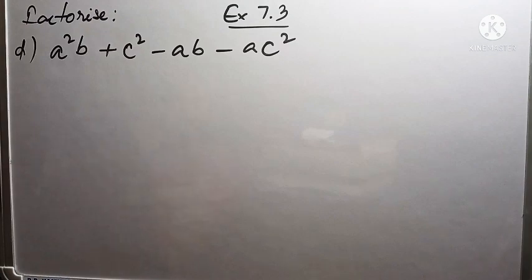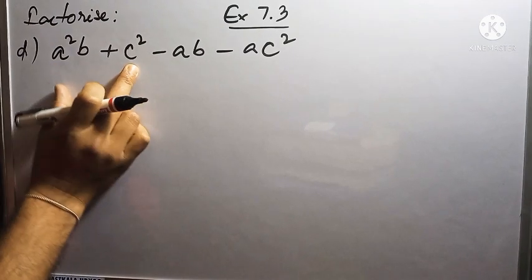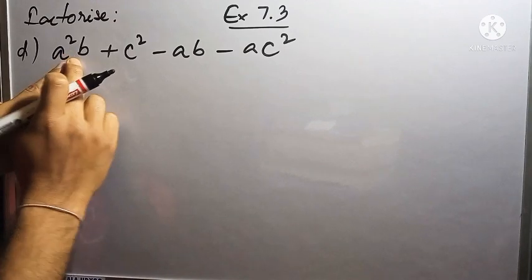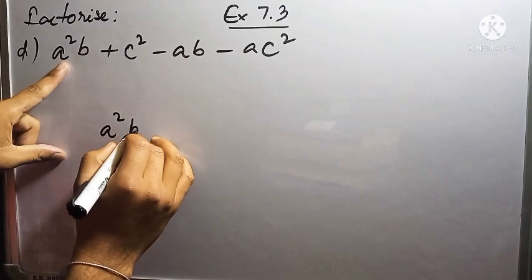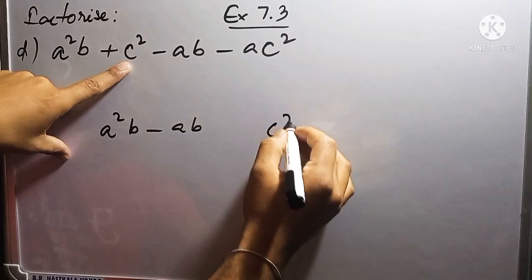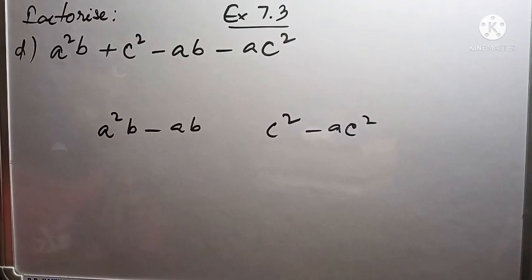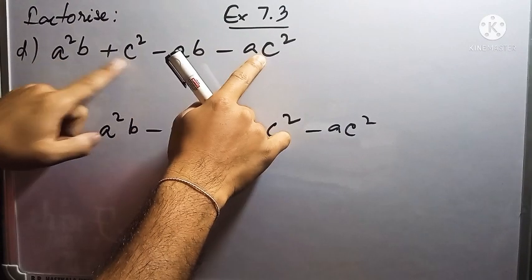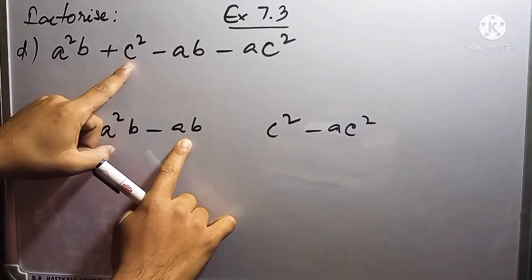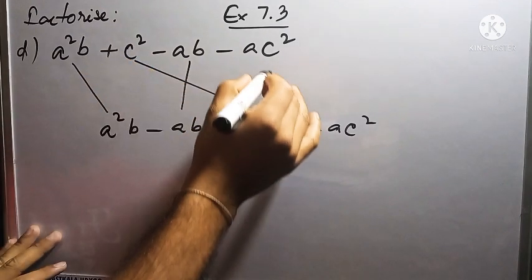We have question D: A square B plus C square minus AB minus AC square. Let us see. From the first two terms, I cannot take anything common. Fine. Now if I make the group, the first and the third, A square B minus AB. And the remaining will be C square minus AC square. Here I make the group first and the third, second and the last, second and the fourth.